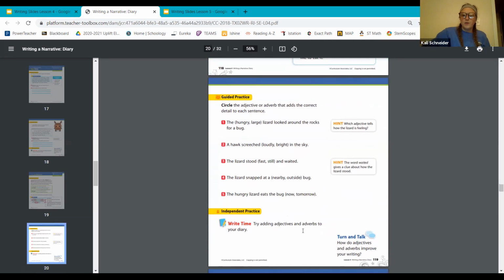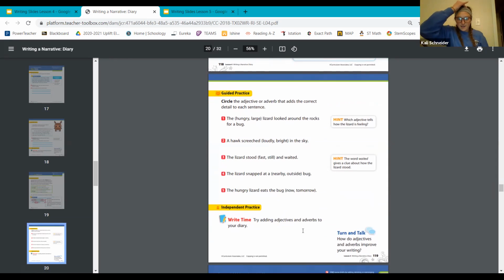Okay, so we're going to go ahead on page 119, guided practice. In this activity, you'll practice choosing adjectives and adverbs that best describe a character or an action. So we are going to circle in this activity. It says to circle the adjective or adverb that adds the correct detail to each sentence. So we're going to read each sentence and look at some of the hints that they're giving us so that we can figure out what makes the most sense. I like to read them and then try each one.